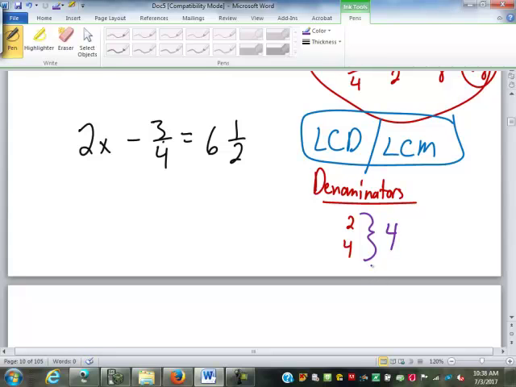You're thinking greatest common factor. Least common multiple is always either bigger than them or it's the largest number. Since 2 goes into 4, if I was adding 3/4 and 1/2, I'd have to change them into fourths, right? So here's what I'm going to do. I'm going to get rid of the fractions by multiplying by that least common denominator.